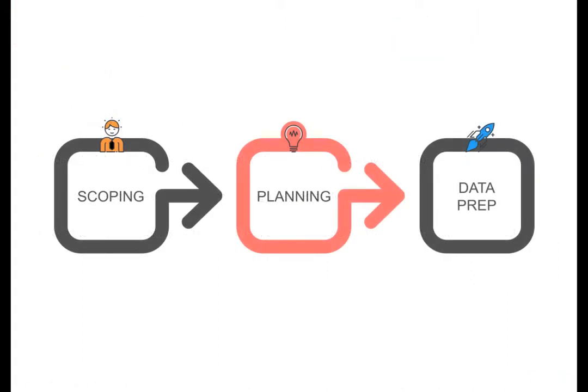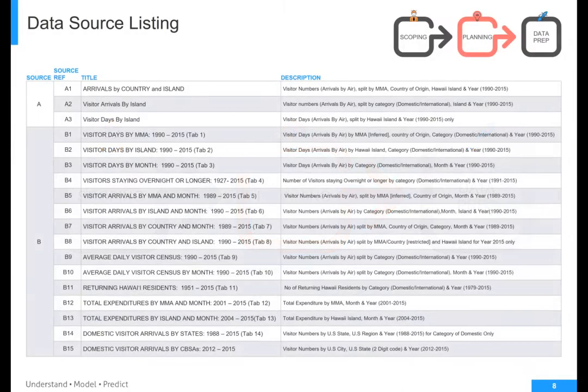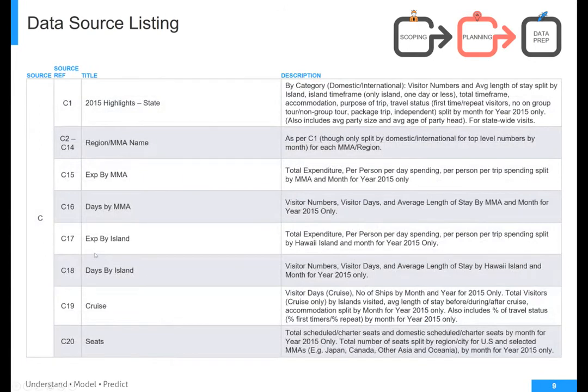Next, we come on to planning. This is a really important activity, having done the scoping. The first step of planning is to understand what we're working with. So what I've done first is list out all of the different data sources and give each one a reference. A1 to A3 are the first 3 tabs in the first workbook, B1 to B15 are all the tabs in the second workbook, historical analysis, and C is the tabs in the 2015 highlight spreadsheet. We've given a description of each of those, and this allows us to take stock of the various data sources that we have.